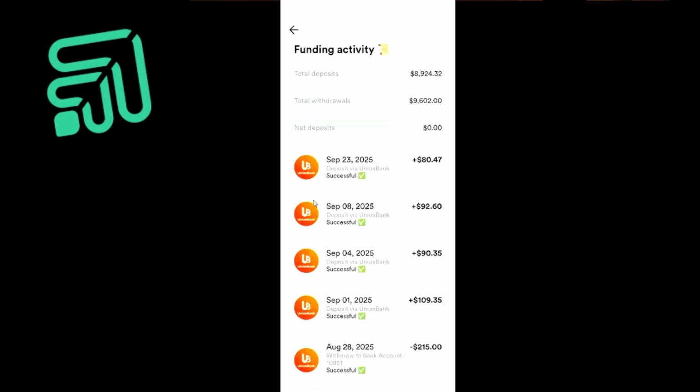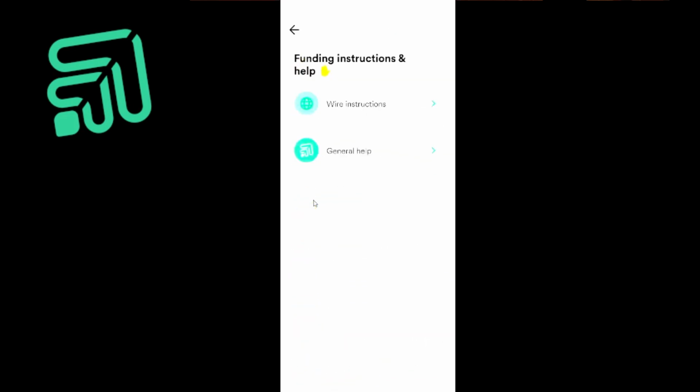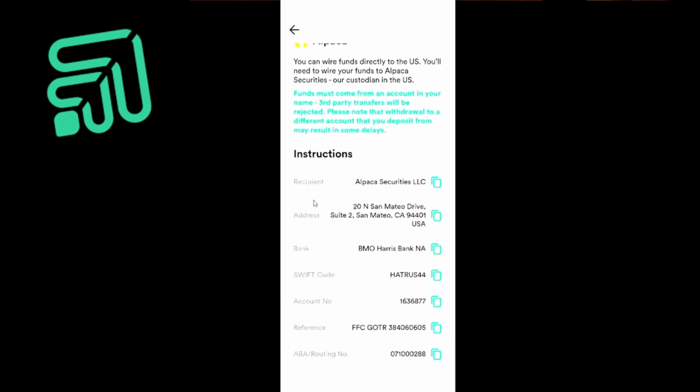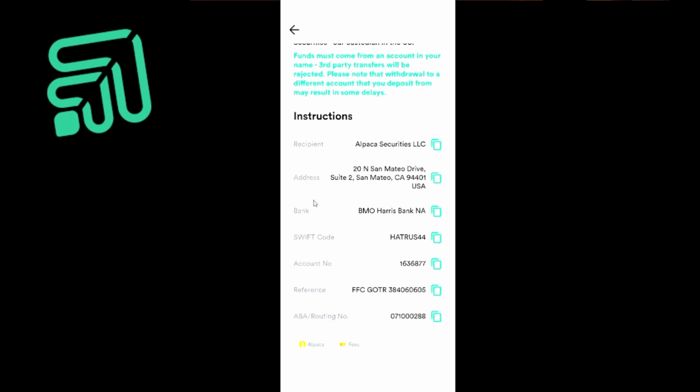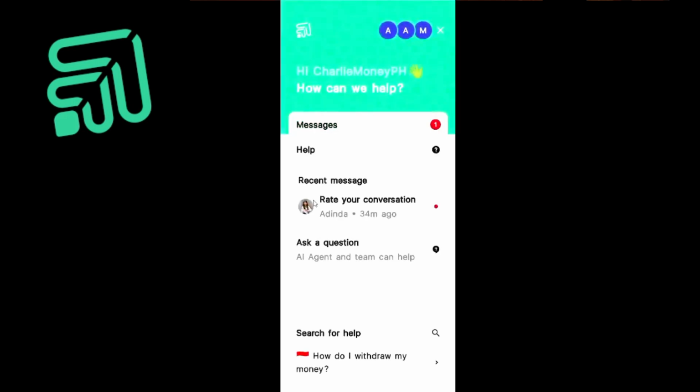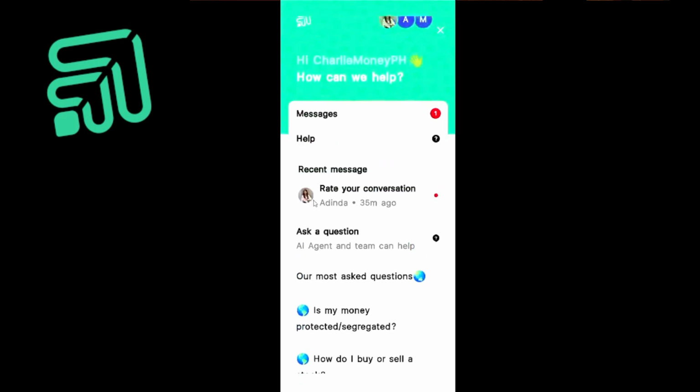Funding activity, you have a list of funding activity here, and then there's also wiring instructions. Actually, they don't have the money. The money goes to Alpaca, and when you're trading, they're making money on the fees, trading fees. Maybe Alpaca also has a share. So Alpaca is based in the United States. They do not mix our money versus the others. So that's actually safe. They don't mix your money.